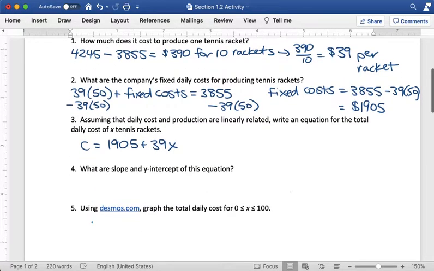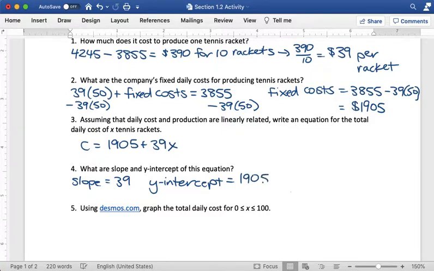And so when you're looking at this equation, we are going to identify the slope and the Y-intercept here. Slope is change in Y per change in X, so that's the $39. And the Y-intercept is, in this case, the cost when your X or your number of products is 0. So that's going to be $1,905. You might remember learning about a y equals mx plus b form for a line. M is the slope and B is the Y-intercept. So same idea here.